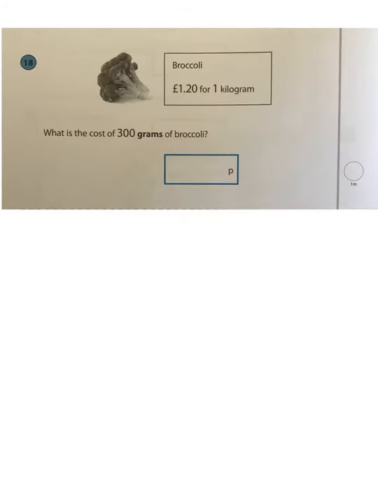What is the cost of 300 grams of broccoli? So, it's £1.20 for a kilogram. Okay? £1.20 would be 1 kg. How many grams are there in a kilogram?